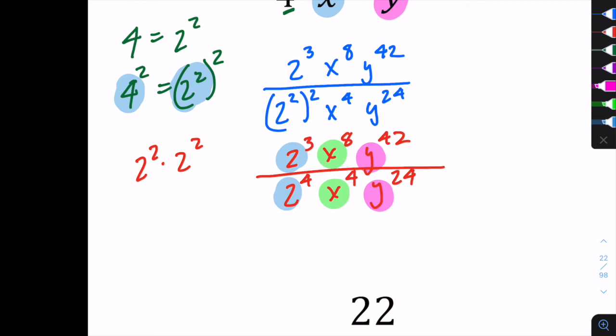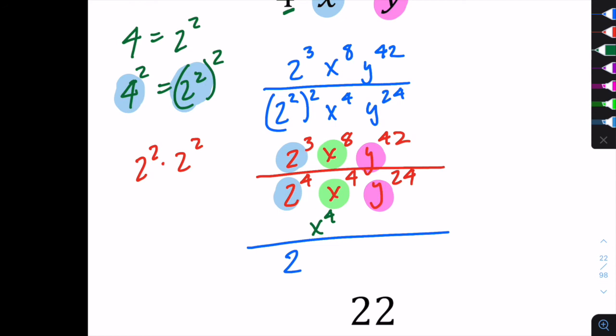All right, 2 to the third over 2 to the fourth. We subtract 4 minus 3. There was more on the bottom. So let's throw just a 2 to the first power. We don't need to write the first power, but it's in the denominator. X to the 8th and x to the 4th. Hey, subtract those. We get x to the 4th. It's going to be in the numerator where there were more factors of x.